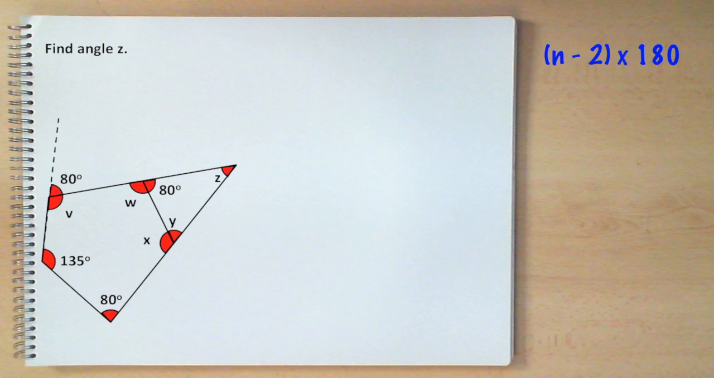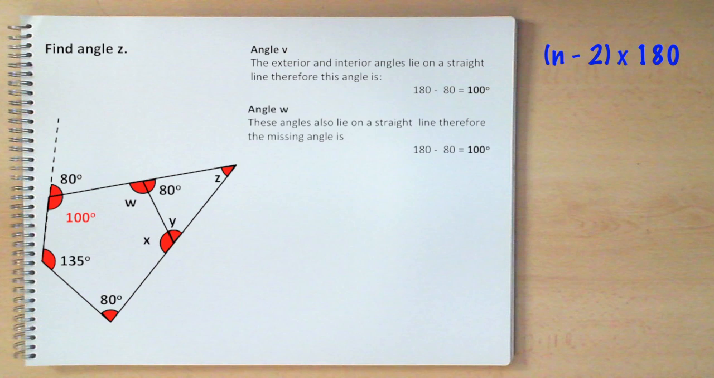So on this diagram we've been asked to find angle Z. But in order to find angle Z we need to find angle Y. In order to find angle Y we need to know what angle X is, and we work backwards. So let's start with angle V. That seems like a good place to start because we've got a straight line there. We know that angles on a straight line add up to 180, so angle V is 180 minus 80, which gives us 100. We can also use the same principle to find angle W. W and 80 lie on a straight line, so W is also equal to 100.